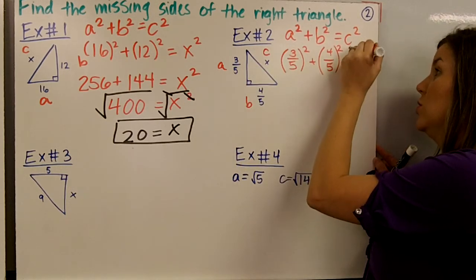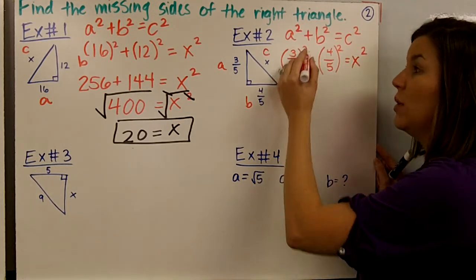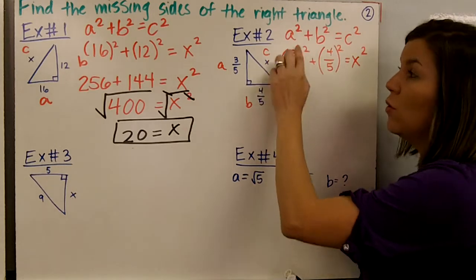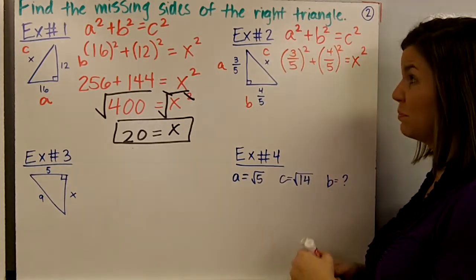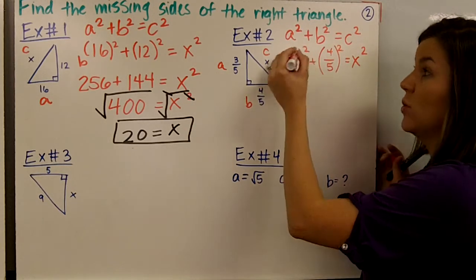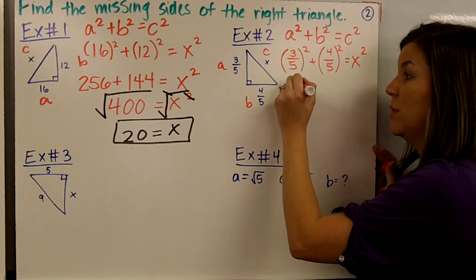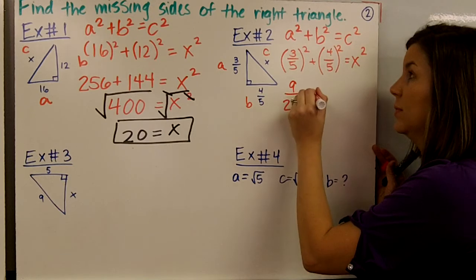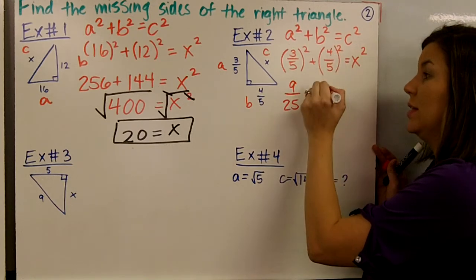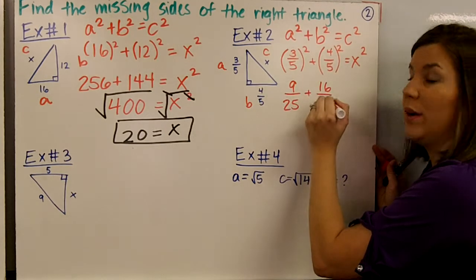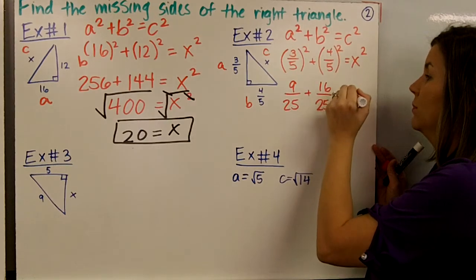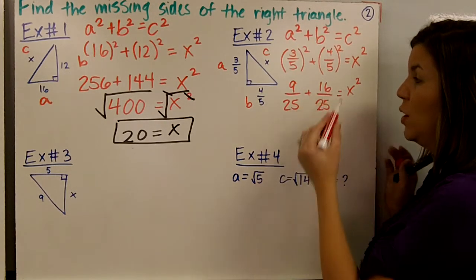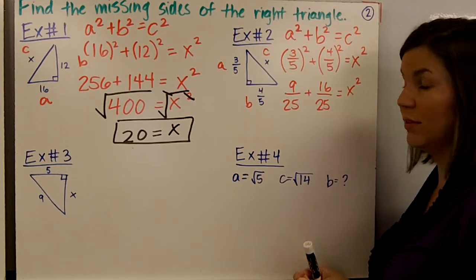So x squared. 3/5 squared. Now, if you do this on your calculator, you're going to put the whole fraction in parentheses. If you do it by hand, you square the top and you square the bottom. So 3 squared is 9 and 5 squared is 25. 4 squared is 16 and 5 squared is 25. This is equal to x squared. 9 over 25 plus 16 over 25.